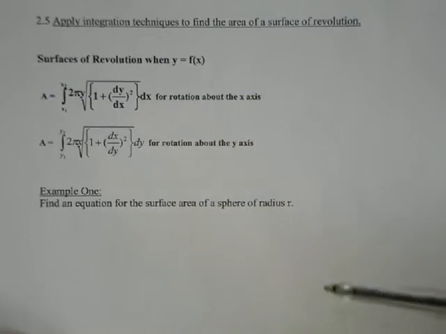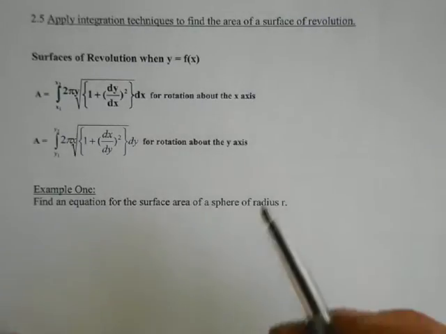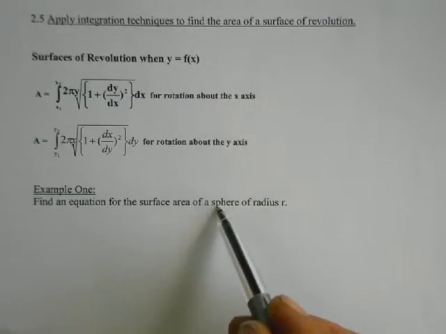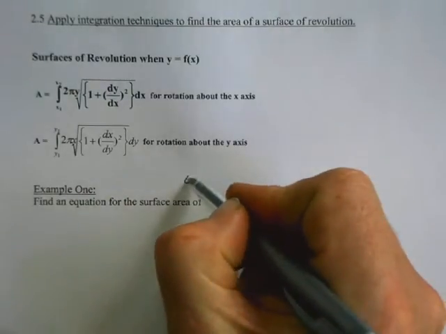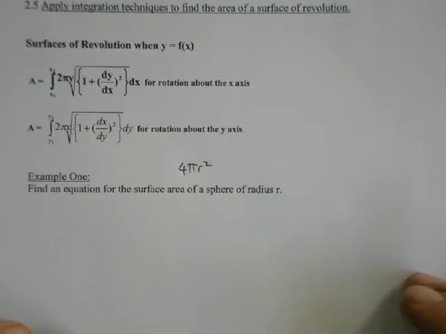And we're going to start with something which is quite classically simple, but really good to see. We're going to calculate the equation for the surface area of a sphere, which if you look up on the formula sheet, you'll find is 4 pi r squared. So that's what the answer should be, so it's always nice to know where we're heading.